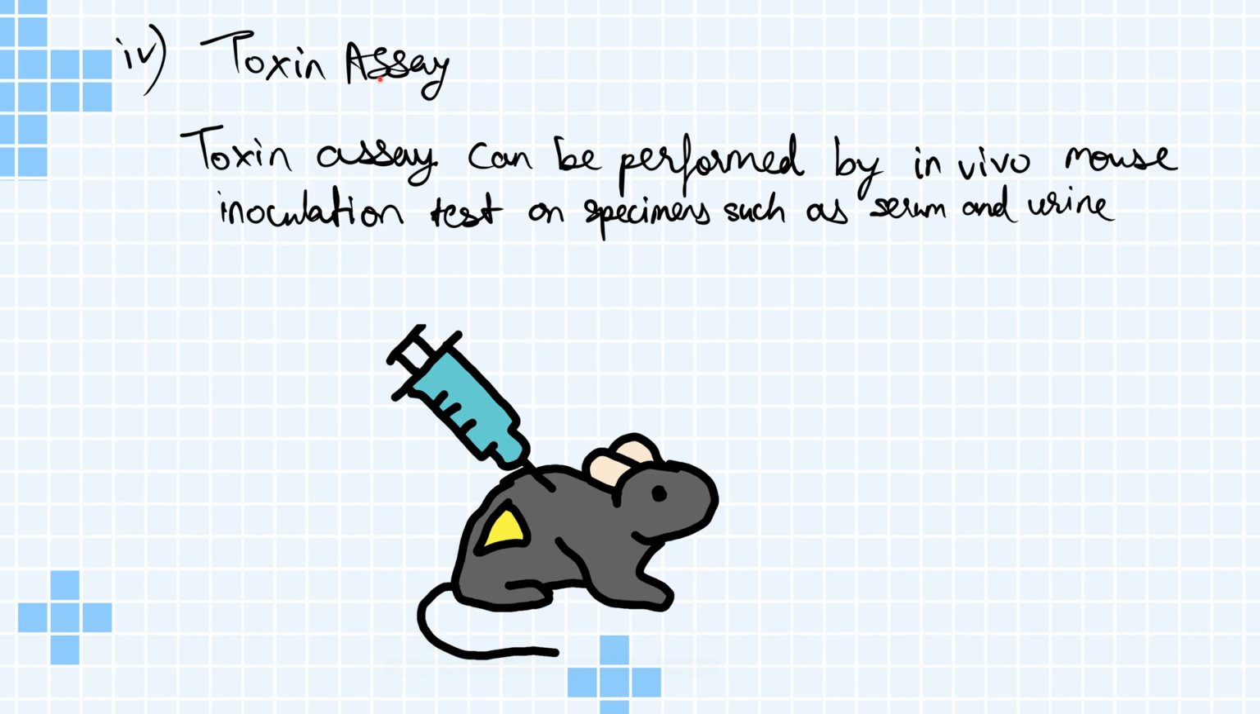Toxin assay helps in detecting tetanus toxin produced by Clostridium tetani. It can be performed by in vivo mouse inoculation test on specimens such as serum and urine.